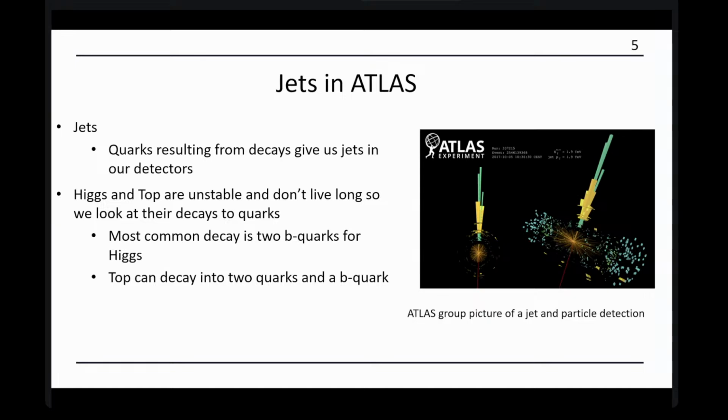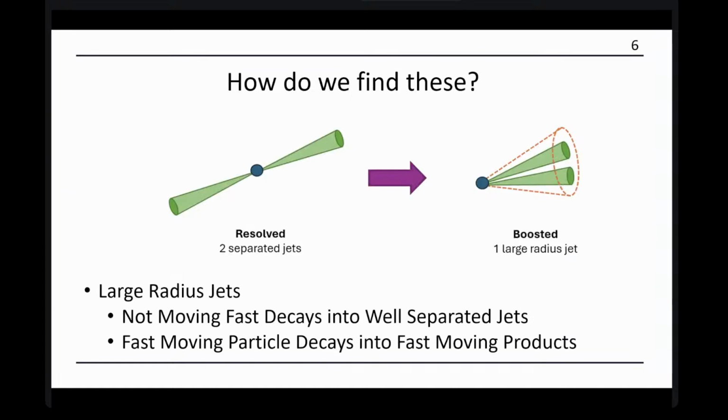The Higgs and top are no exceptions. They're unstable and don't live very long, so we have to look at their decays to quarks to actually study them. The decay for the Higgs is two B quark jets, and the top can decay into two light quark jets and a B quark, and it's actually the most common one that we see. So looking at these, what are we actually studying?